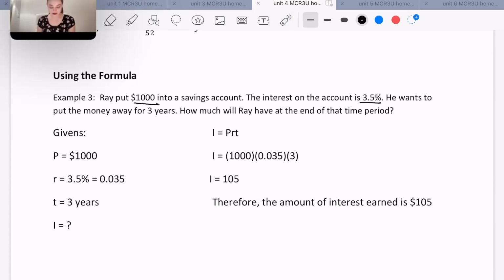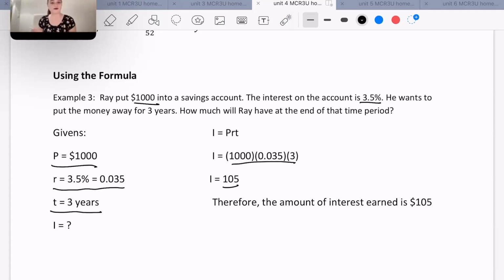So he wants to put it away for 3 years. So that means T is 3. The interest rate is 3.5%, and we're going to convert that to a decimal. So that's going to be 0.035. And P is the initial principal, so either money borrowed or money that is lent. In this case, it's money lent or put away into the bank. So $1,000 is how much he put in a savings account. So P would be $1,000. Then all we do is plug those numbers into the simple interest equation, and it's $105.